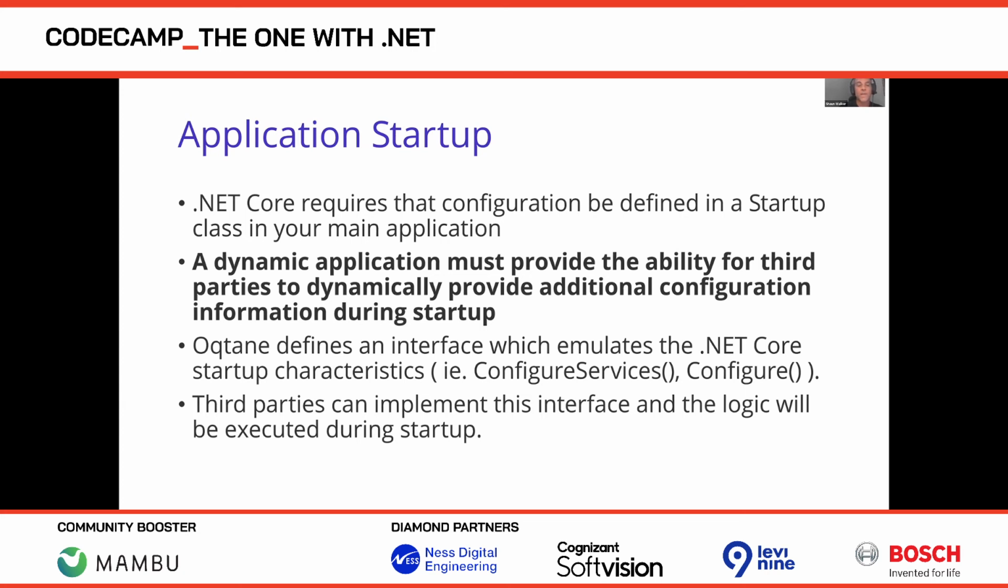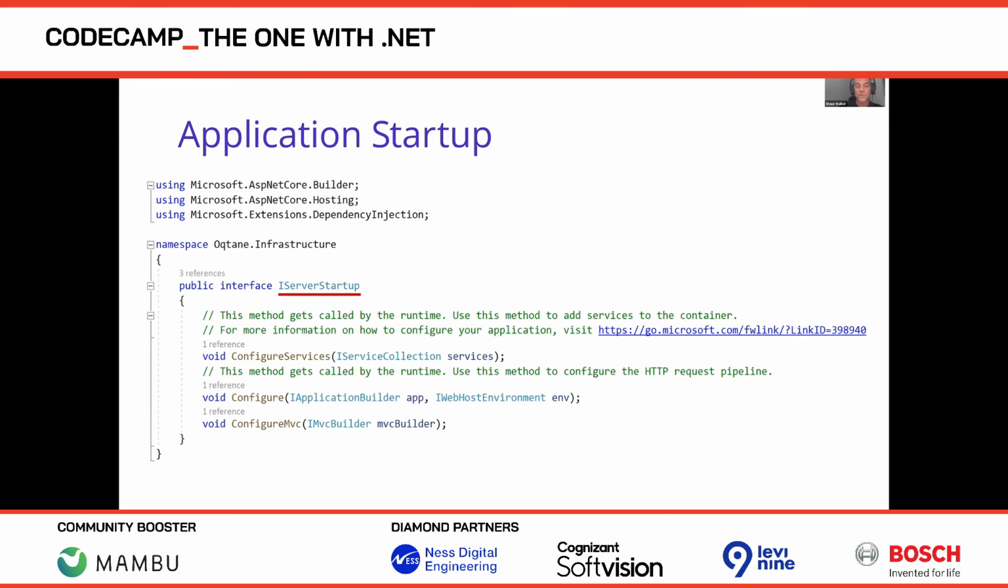at runtime. What we've done in Octane is basically emulate the .NET Core startup services, so there's an interface that a module can implement, and it can implement a couple of methods, and those will be executed during the startup phase. Basically, we have an IServerStartup. You'll see that the methods it allows you to implement are exactly the same as the methods available in the regular .NET Core startup, but this allows extensibility. So modules can inject additional functionality.